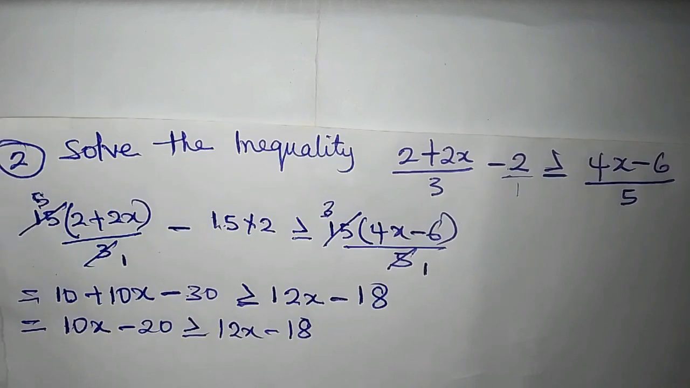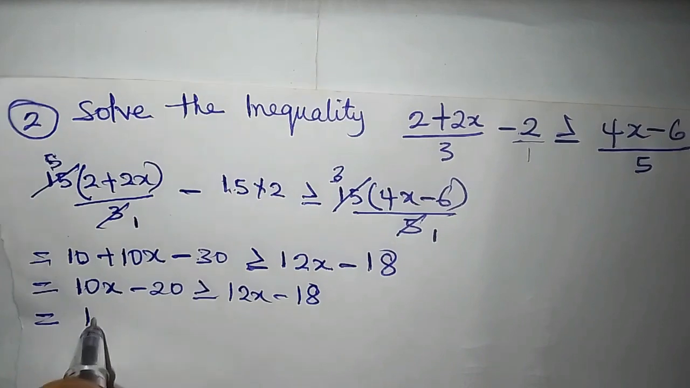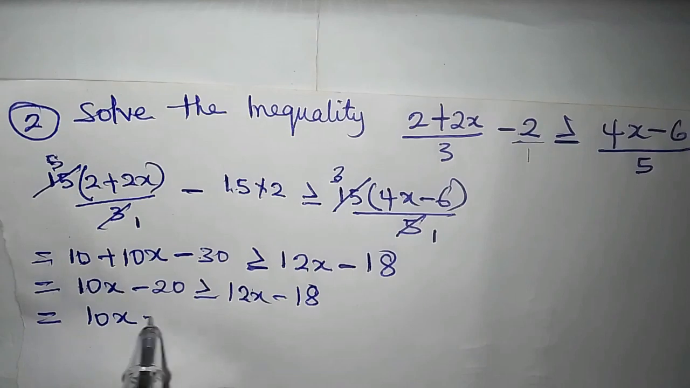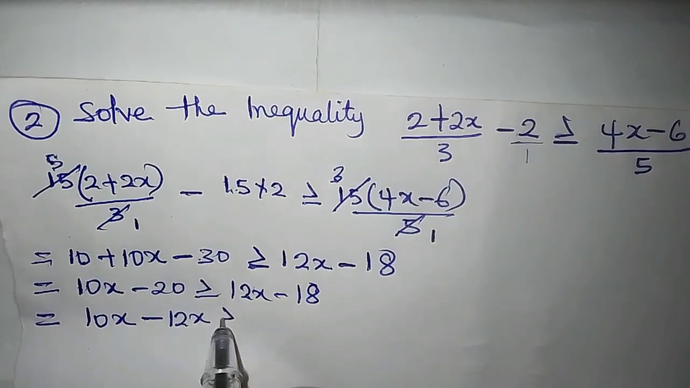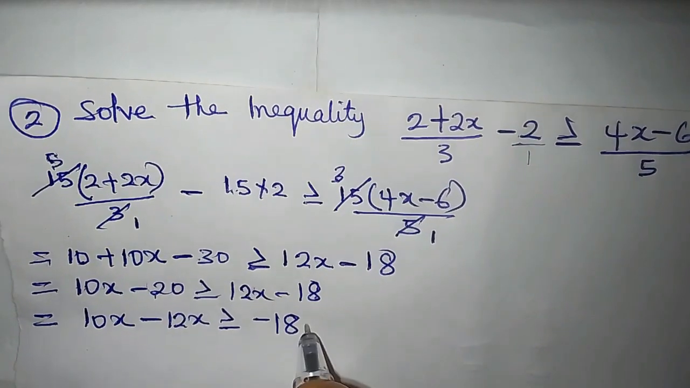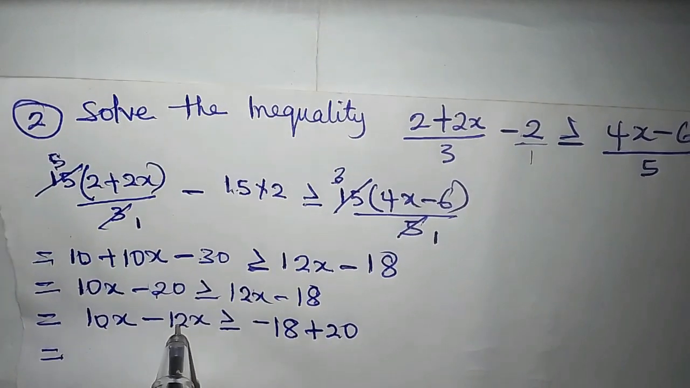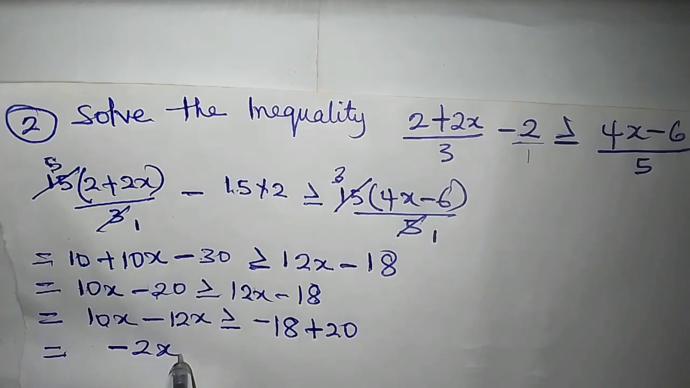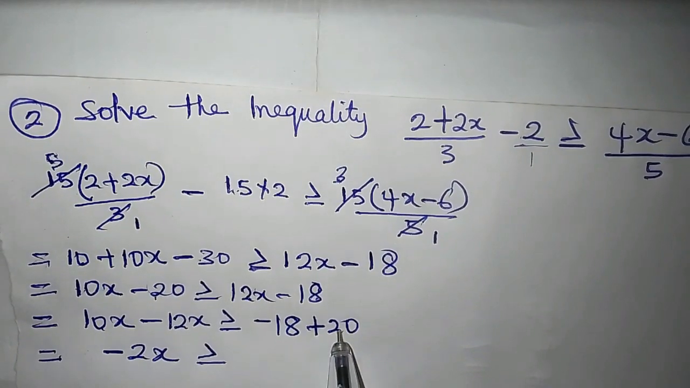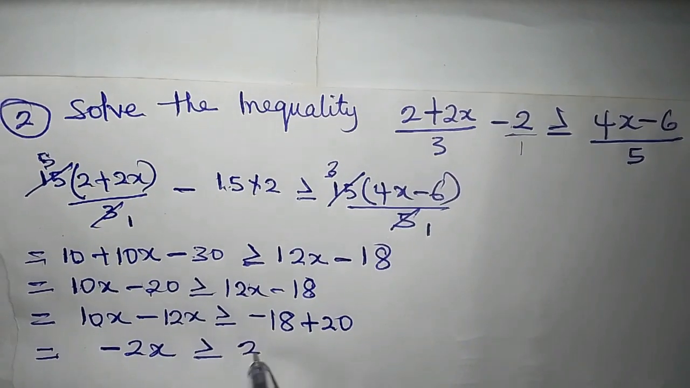And so let's collect like terms now. We have 10x. If this 12x crosses, it becomes minus 12x, greater than or equal to, here we have minus 18. If minus 20 crosses, it becomes plus 20. So 10x minus 12x is minus 2x, greater than or equal to minus 18 plus 20, which is 20 minus 18, and that is equal to 2.